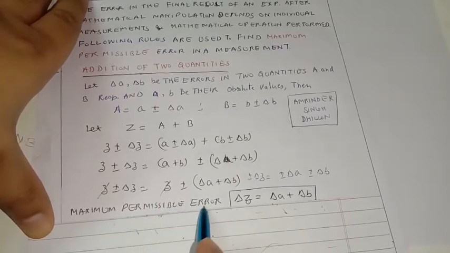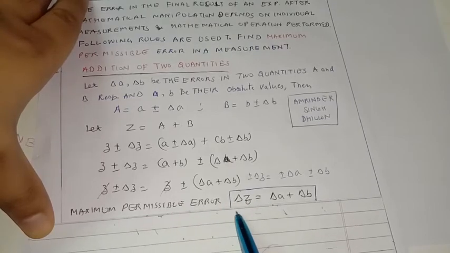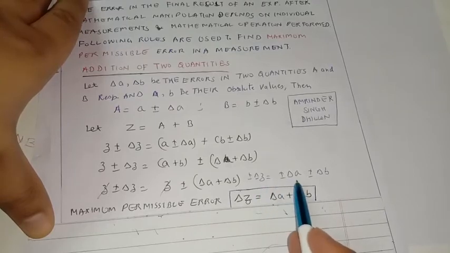Maximum possible error in the addition of the two physical quantities will be equal to delta Z equal to delta A plus delta B. We have removed the minus sign.